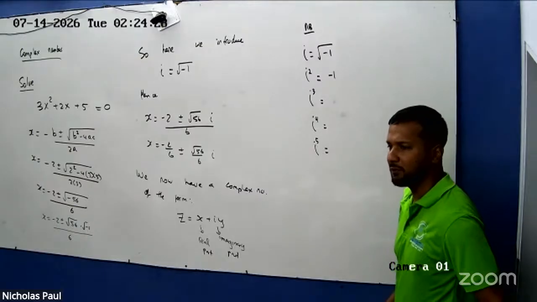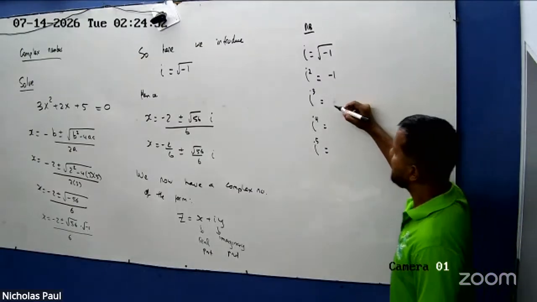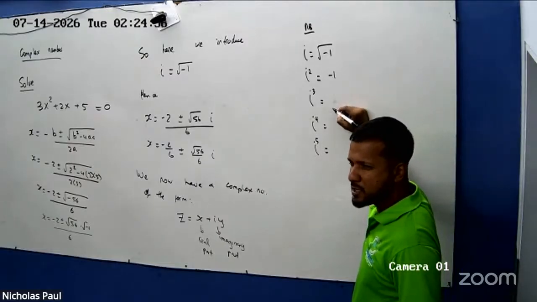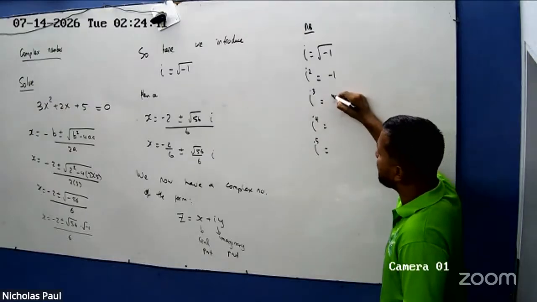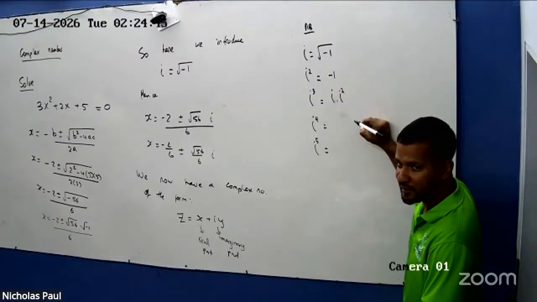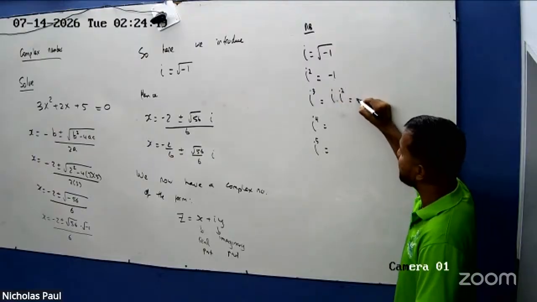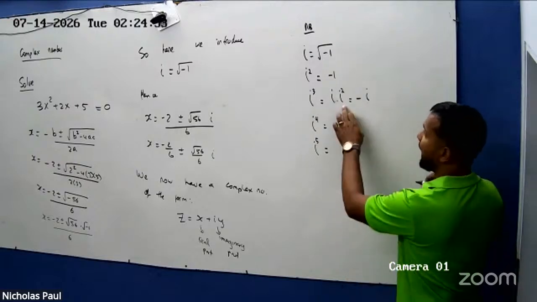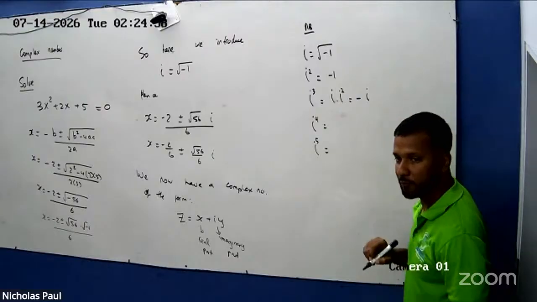So i cubed is what? Remember, i cubed is i times i squared, and i squared is minus 1. So minus 1 times i is minus i, right?